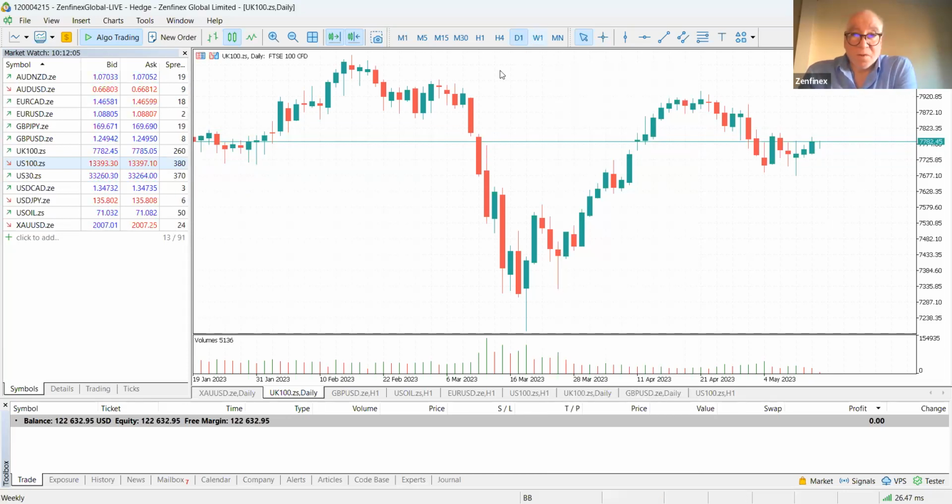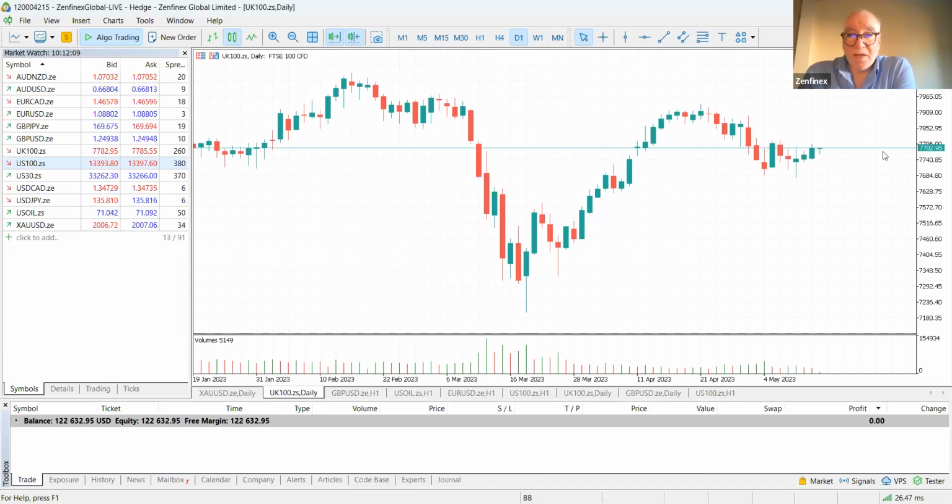Great. So from a top-down perspective on the FTSE 100, we can see here that, just bear with me for a second, let's get rid of this program.